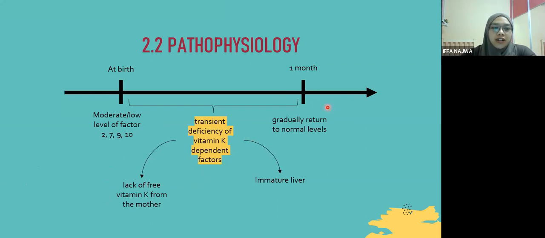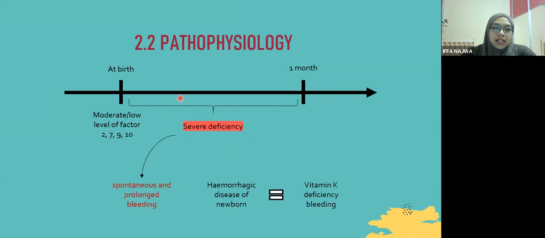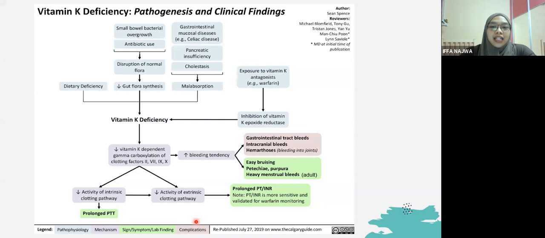It should gradually increase and reach the normal limits within a month after birth. However, if there is severe deficiency, it will lead to inadequate activity of the clotting factors, which will then result in spontaneous and prolonged bleeding, which is the hemorrhagic disease of the newborn or vitamin K deficiency bleeding. Okay, the bleeding can occur in the GI tract, intracranially, and also in the joints, and you can also see bruises, petechiae, purpura. It also causes alteration in the intrinsic and extrinsic coagulation pathways, which causes prolonged PT, APTT, and INR.